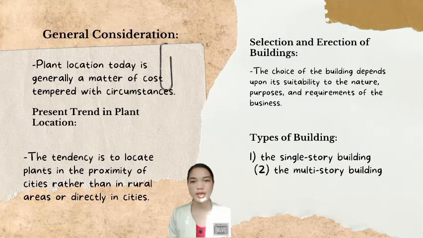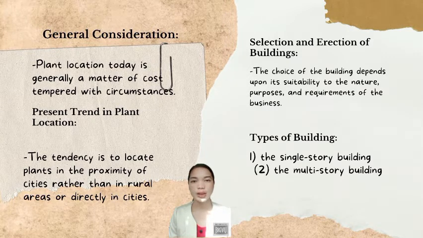The size of the building depends upon its suitability to the nature, purposes, and requirements of the business. Heavy manufacturing, for instance, calls for strong or sprawling buildings, while a retail store needs a situation that will allow adequate display of merchandise. Types of building.